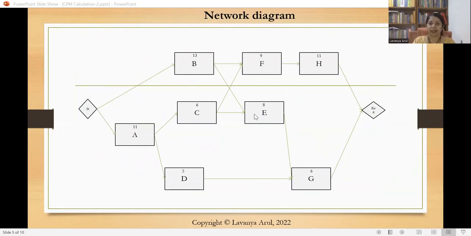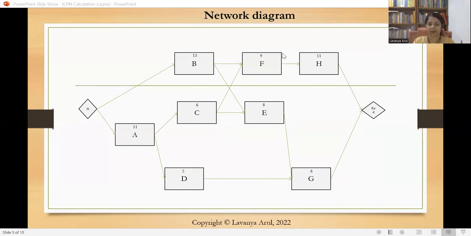Right. Now, as we already know, activity name must be written in the center of the box. Top center must be the duration. So we have already plotted this. Unlike the earlier exercise we saw, there is a slight difference in this. I'm sure you would have observed it. You're right. There are 2 starting activities and 2 ending activities.